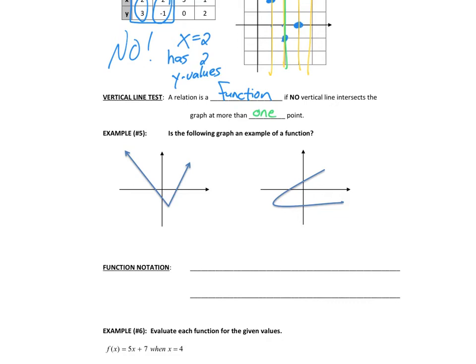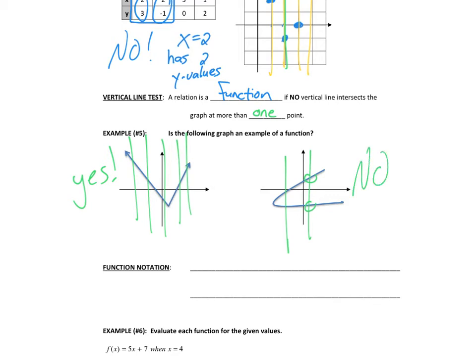And here's how we use the vertical line test. So example 5, if we do a bunch of vertical lines, will that blue graph ever cross more than once? It will not. So is this a function? Yes, because it passes the vertical line test. In the second one, do you see how a vertical line will cross through more than one spot? So this one is no, it's not a function because it does not pass the vertical line test.